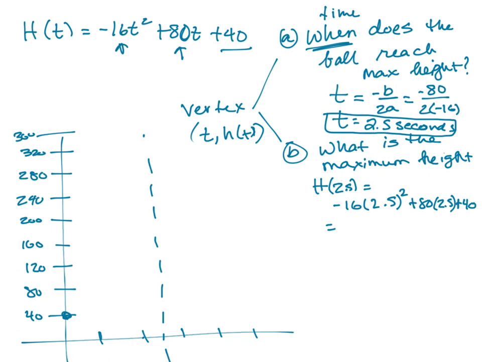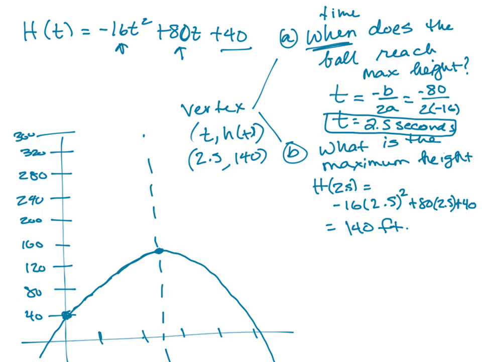140 feet. 140 feet. Last class, they got 340. They were wrong. Y'all are right. 140 feet. That's its max height. So what does that tell me about the vertex? What's my ordered pair for my vertex? So 2.5 comma 140. Feels like this parabola goes up through here and back down.